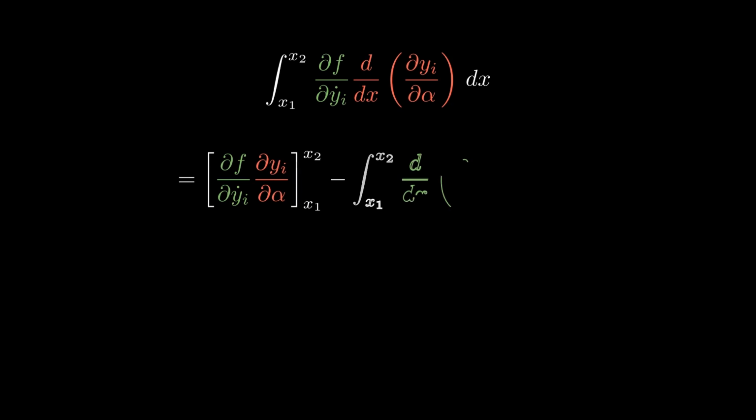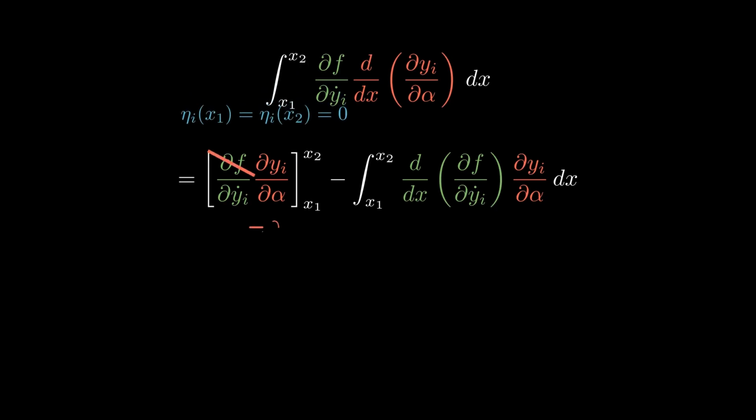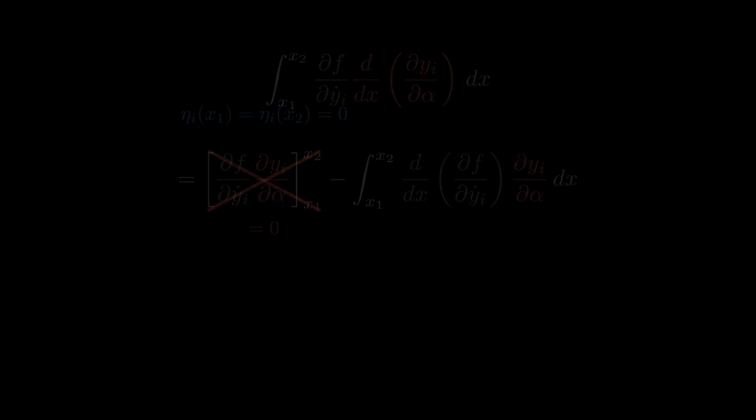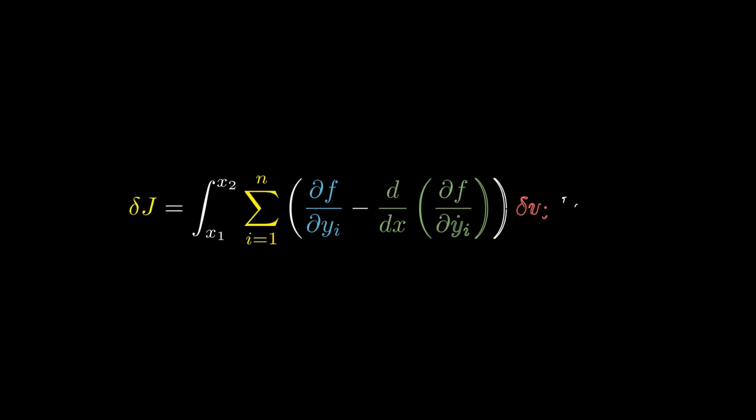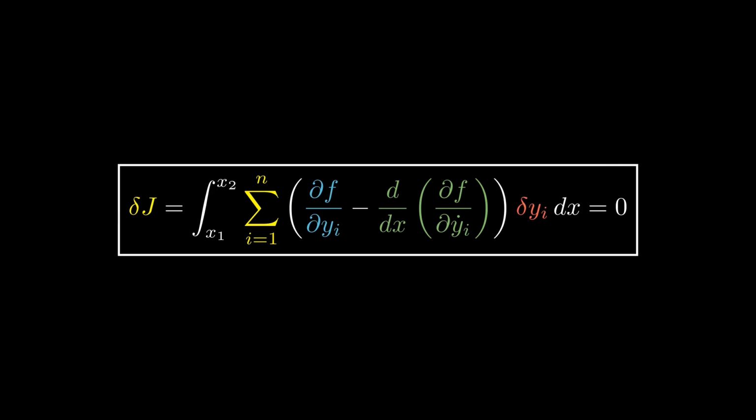Once again, because all curves must pass through the fixed endpoints, the functions eta i of x are arbitrary and are 0 at those fixed points, the first term evaluated at the boundary completely drops out. Substituting this back into our integral and factoring out the common terms, the condition that the variation delta J is 0 becomes the following. Here we have switched back to our convenient del notation.